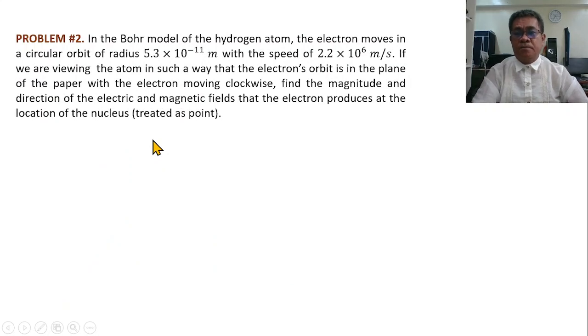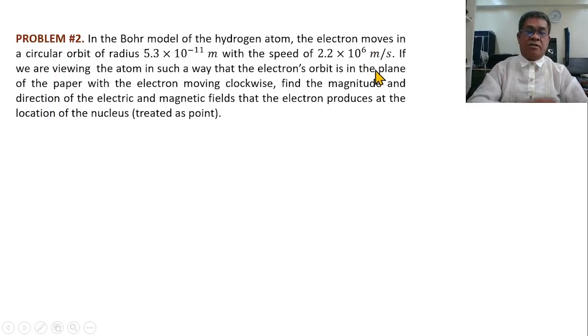Okay, next problem. Problem number 2. In the Bohr model of the hydrogen atom, the electron moves in a circular orbit of radius 5.3 times 10 raised to negative 11 meter with a speed of 2.2 times 10 raised to 6 meter per second.